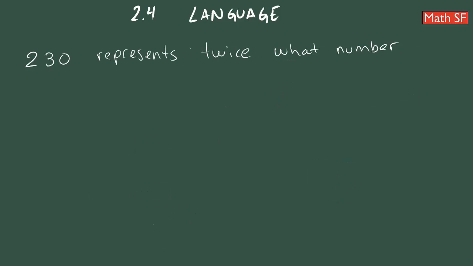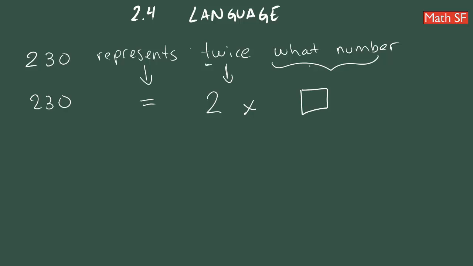Another example will be this type of problem. 230 represents twice what number? So let's translate word by word. 230 is 230. Represent stands for equal. Twice is 2 times something, right? If it will be triple, it will be 3 times that. Quadruple, 4 times that. So twice is just 2 times what number? So what are we missing here? We're missing a multiplier, therefore we need to divide.